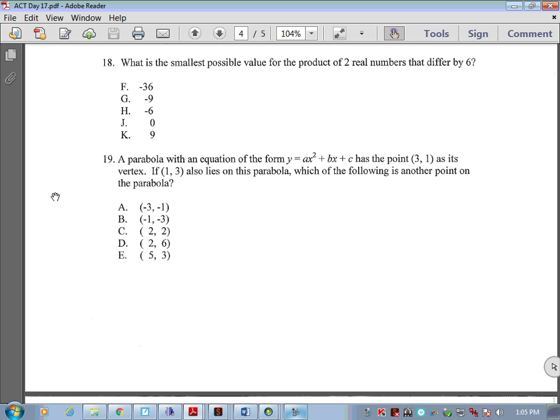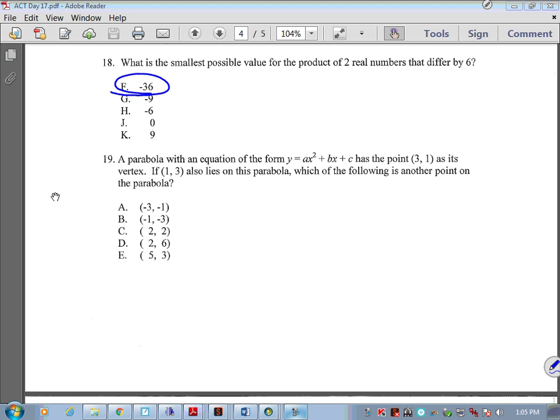Well, in terms of size, okay, obviously negative 36 is smaller than negative 9, but we have to be able to get a product there, right? Two real numbers that differ by 6. So if we're talking about numbers that have a difference of 6, what do we have? Well, you really can't when you're talking about negative 36, because let's look and test each number, right?